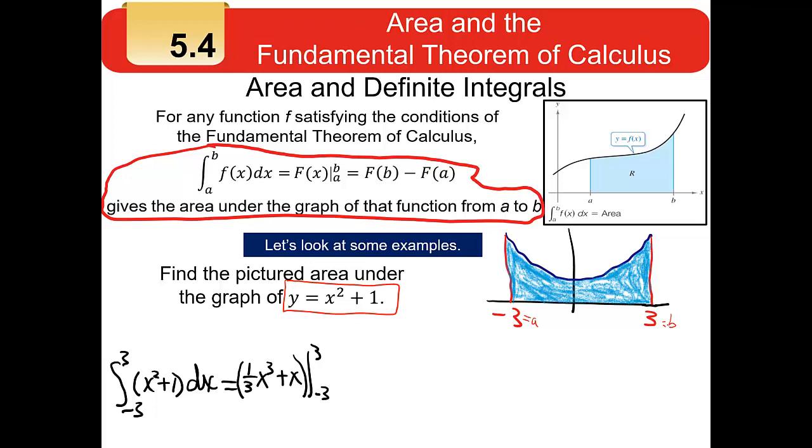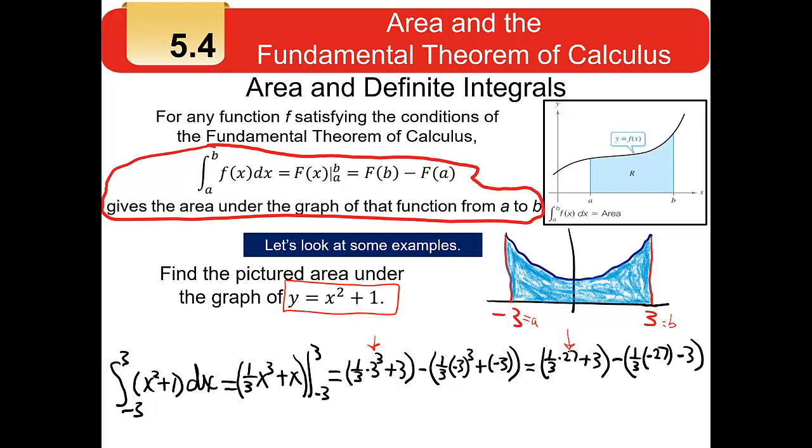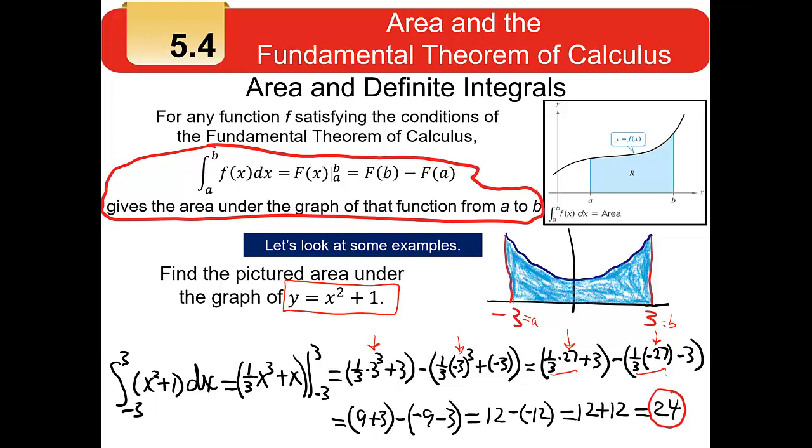Evaluating from minus 3 to 3, that means plugging in the top number, then the bottom number, and then subtracting. The main thing here is being very careful, especially about signs. So when I cube 3, I get 27. When I cube negative 3, I get negative 27. Be very careful with the signs here. 1/3 of 27 is 9, and 1/3 of negative 27 is negative 9. Use parentheses properly and be very careful with signs because it's easy to make a mistake. So in the first set of parentheses, you get 12. In the second set of parentheses, you get minus 12, but it's minus a minus 12, which means plus 12, which means the answer is 24.